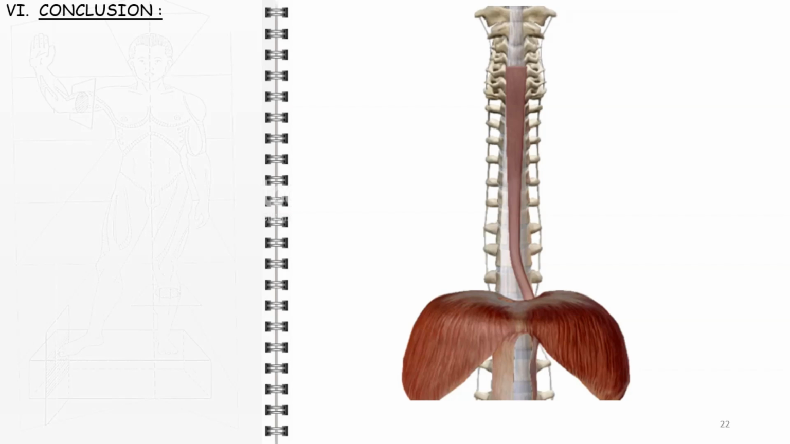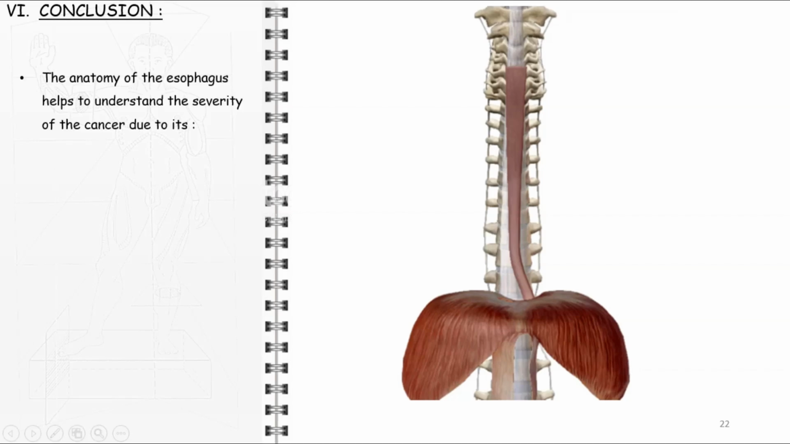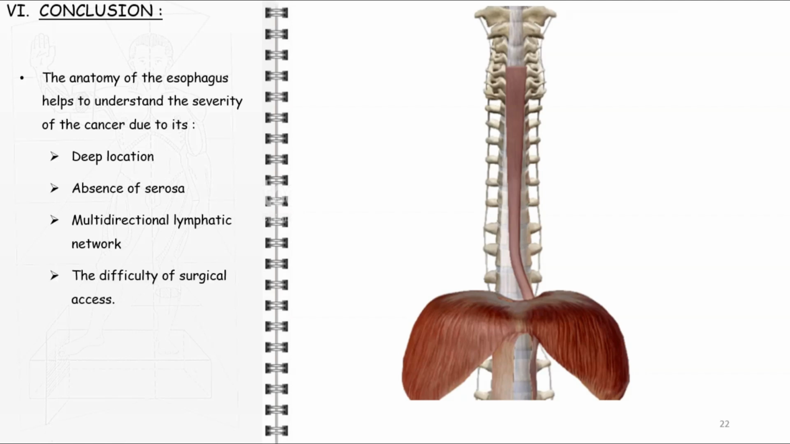To conclude, anatomy helps understand the severity of esophageal cancers: its deep location within the thoracic cavity, absence of serosa, and multidirectional lymphatic network. This also explains the difficulty of surgical access, given the significant vascular and nerve relations of the esophagus, and the necessity of choosing the surgical approach based on the location of the lesion.